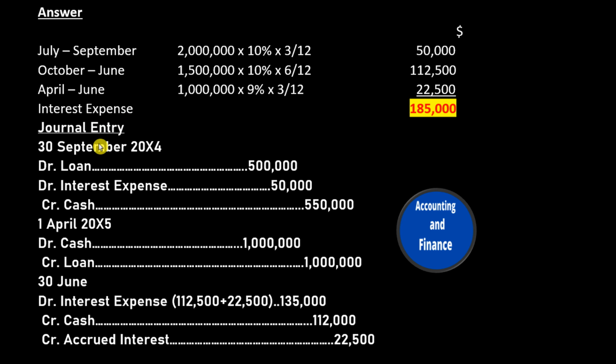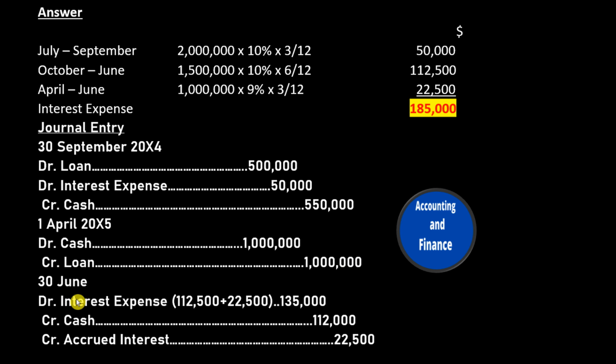Journal entry: 30 September 20X4. Debit loan, $500,000. Debit interest expense, $50,000. Credit cash, $550,000. 1 April 20X5. Debit cash, $1 million. Credit loan, $1 million.